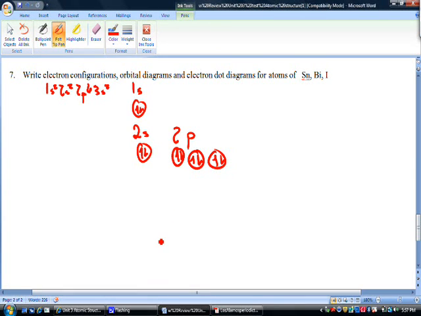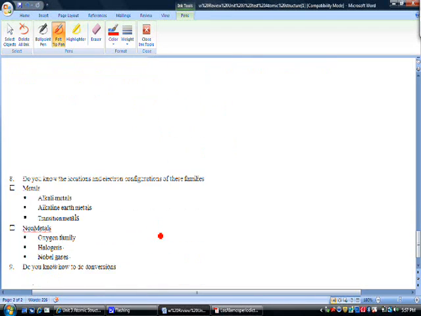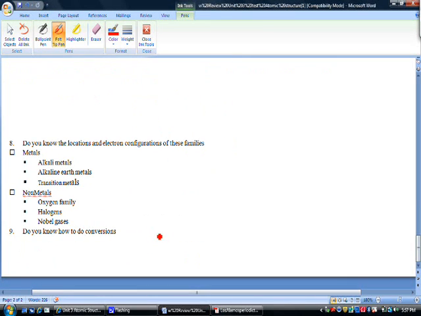So you may want to review that and work with that within your group this day, and you'll probably get those okay. Also keep in mind, some of these we've already looked at, but do you know the locations and electron configurations of these families? The metals that we know specifically, the nonmetals, and we have 3 families there that you should know the names of.